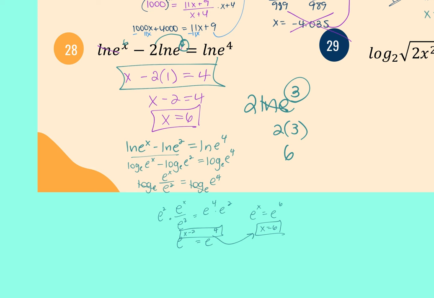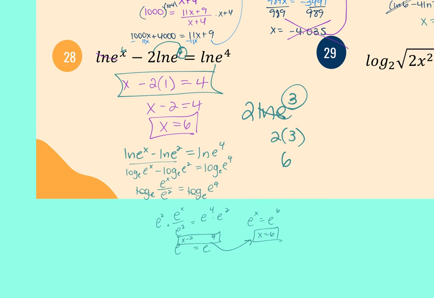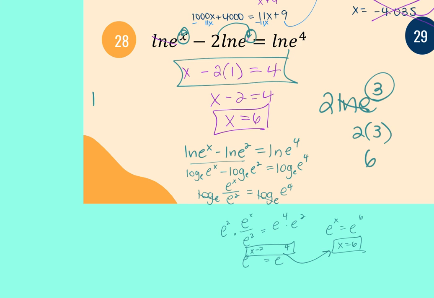Yeah. How do you know when to plug back in your answer? If the original question has a log in it. This one's a little different because it was ln of e to the x. So I can take 6 and I can plug it back in. I could have taken a negative and plugged it back in there. But if your original question has a log or an ln with an x somewhere in the expression next to it, you have to check those.